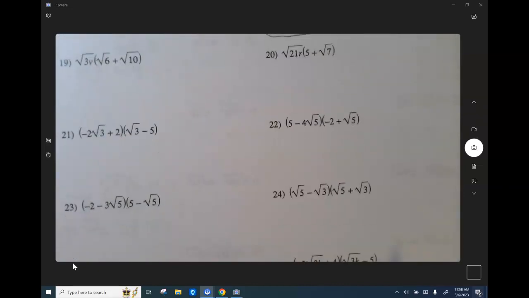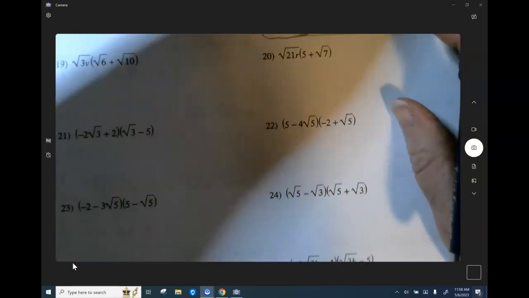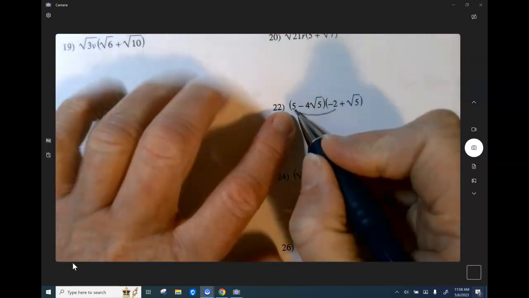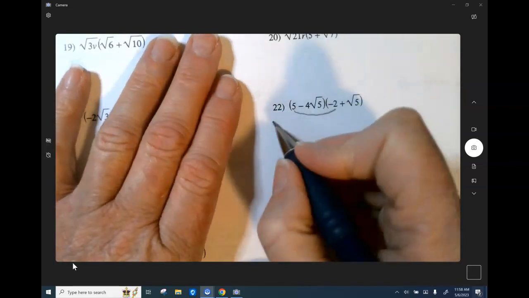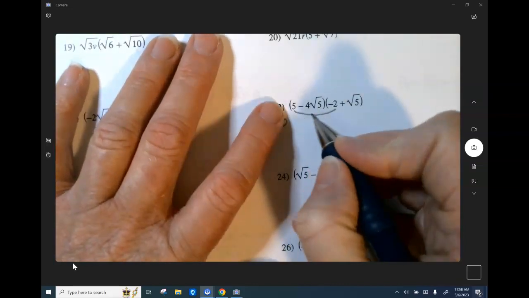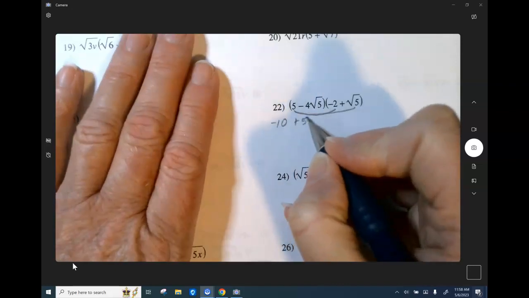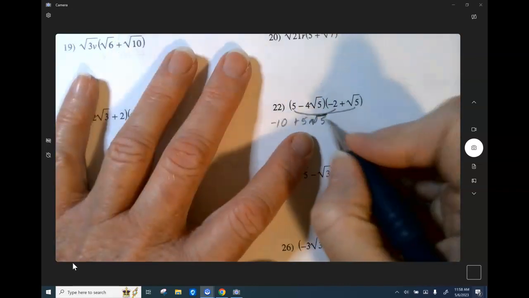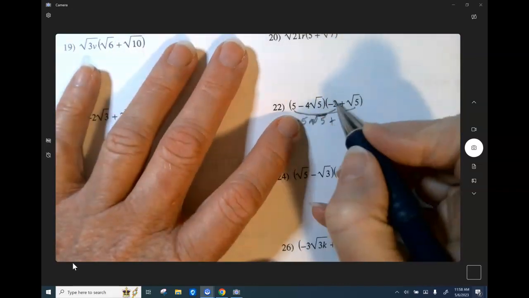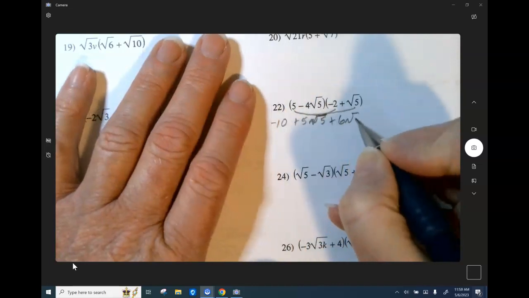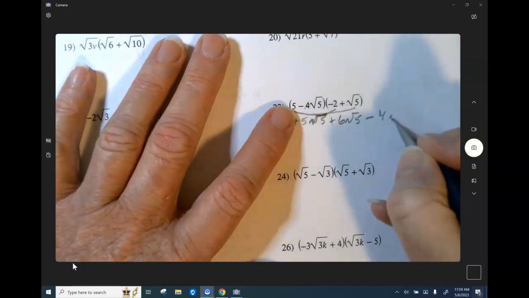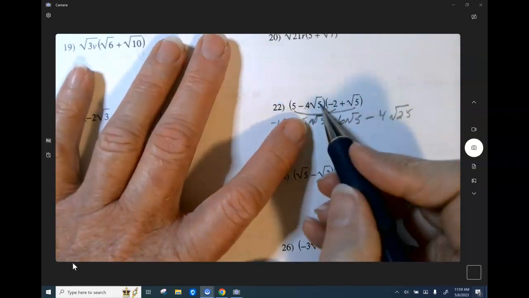Let's jump down to 22. On number 22, we're going to distribute, okay? So, or FOIL, or distribute twice, whatever you want to do it. So I'm going to take 6 times 2, sorry, that's a 5. 5 times negative 2, that gives me negative 10. And then 5 times square root 5 is a square root. Okay? Plus, because I'm taking a negative times a negative, 4 times 2 is 6 square root 5. Minus, because I have a negative times a positive, 4 square root 25. Because I'm taking 5 times 5.